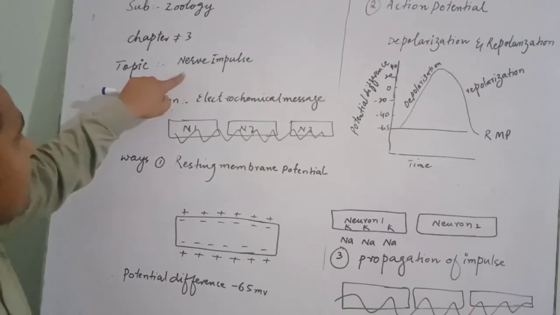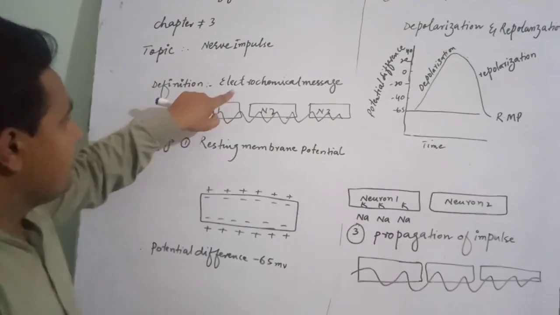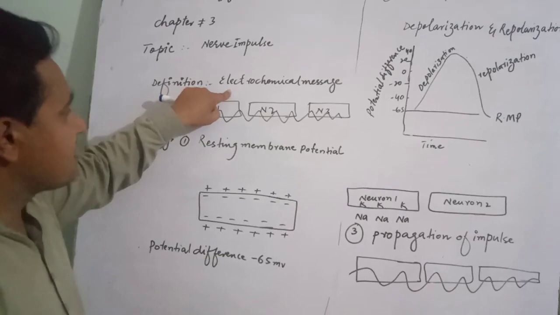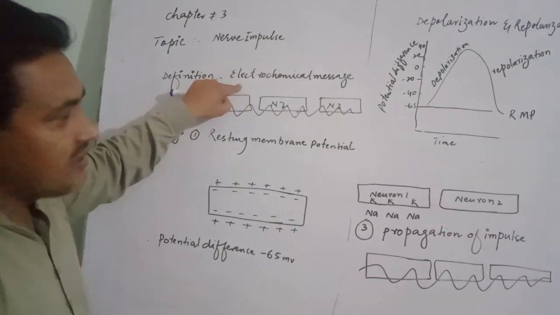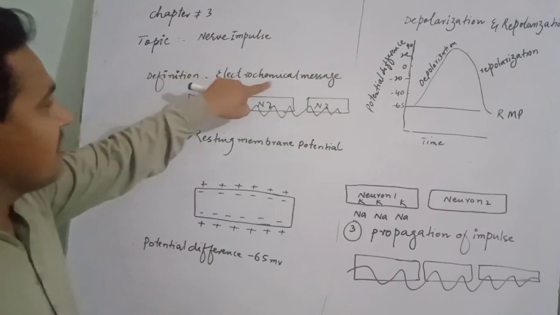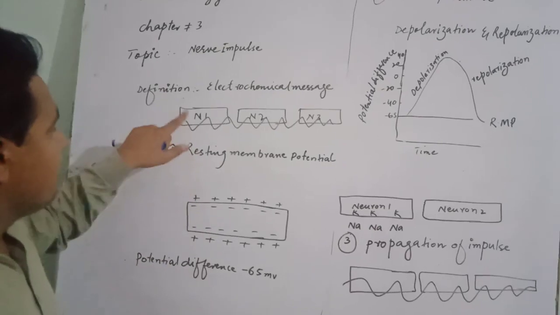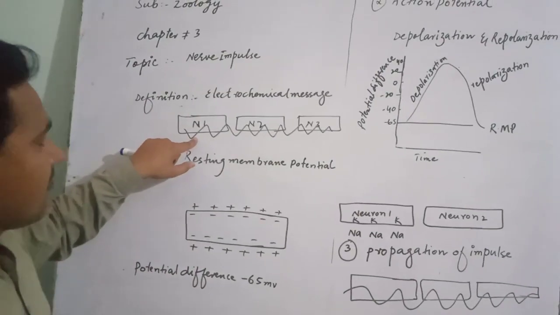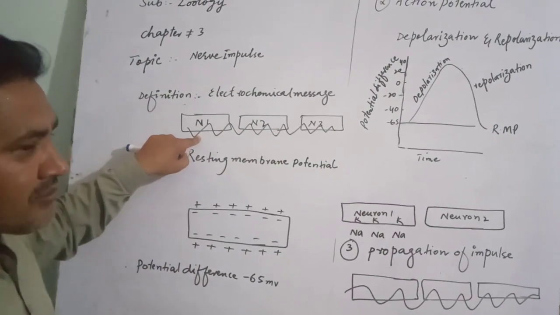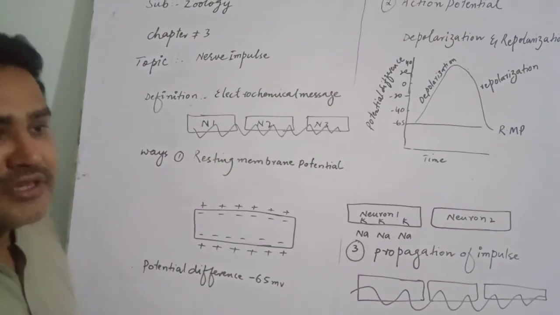This is called nerve impulse. Nerve impulse simply is an impulse of electrochemicals. In this, electrons as well as chemicals are involved. There is a wave of electrochemical message that travels in the nervous system.